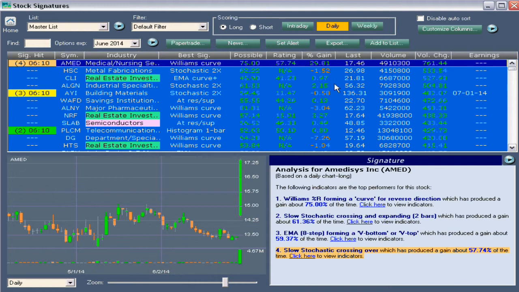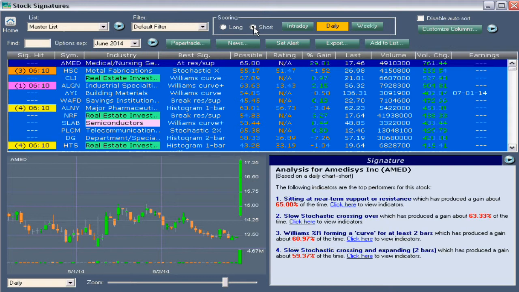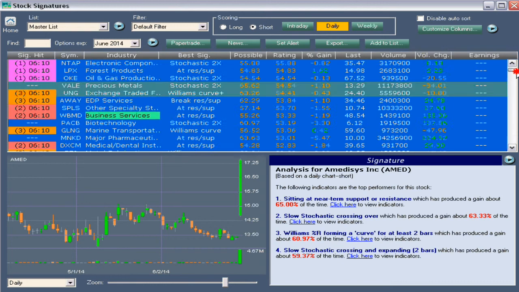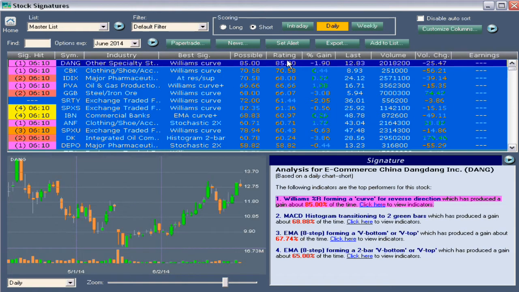But anyway, the way I usually do this is first you have to decide whether you want to go long or short. In other words, which side of the market you want to be on. Right now I'm on long by default. If you click this short radio button, the whole signature window changes to what we call the short scores, meaning that these ratings tell you the chances of the stock declining. Because there are people out there that like to go short.